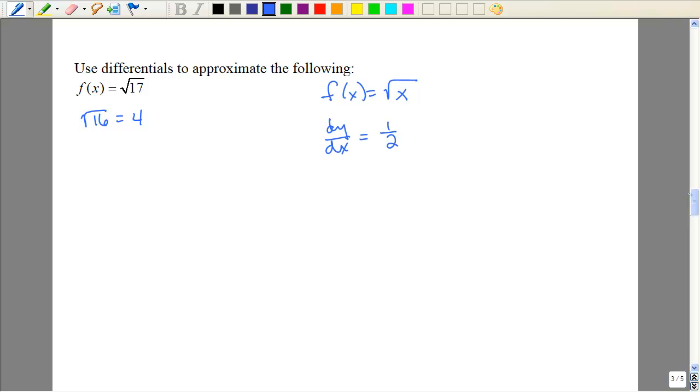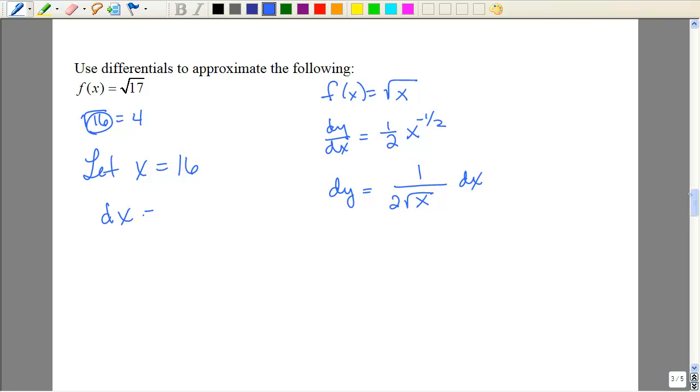Remember, this is the 1/2 power, so that's 1/2 x to the negative 1/2. So our differential would be 1 over 2 times the square root of x dx. And you're going, what in the world would that be? Well, how about let x be 16, since you know that the square root of 16 is 4. But the change in x, that delta x, is 17 minus 16, which would be 1.